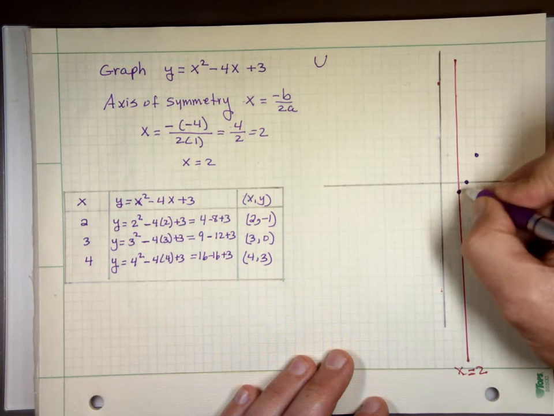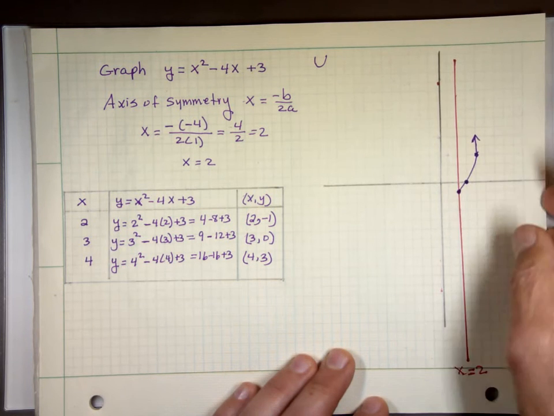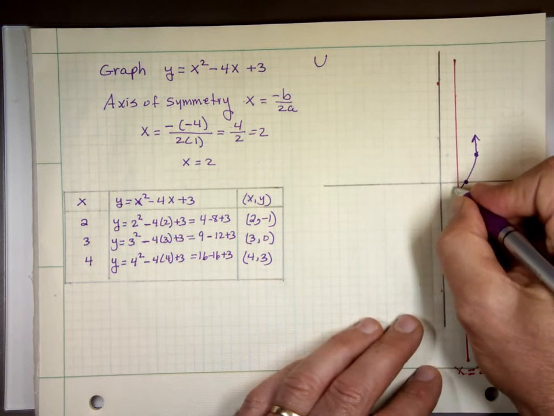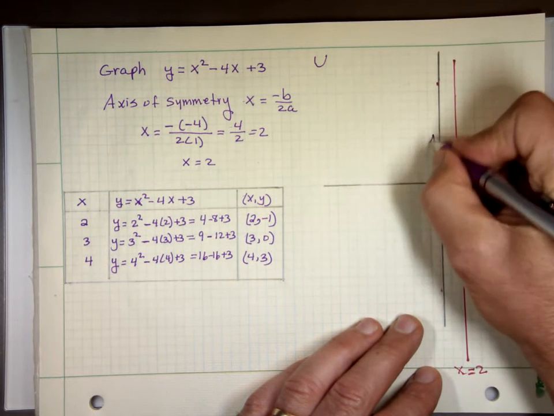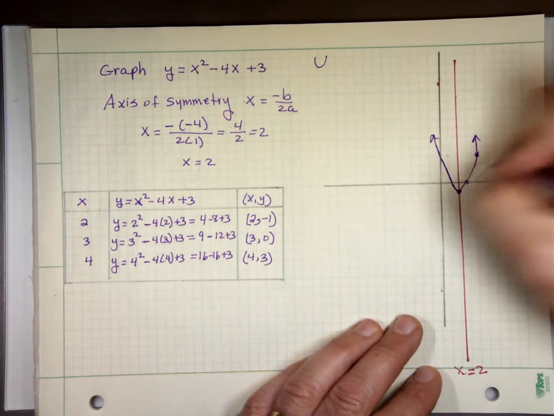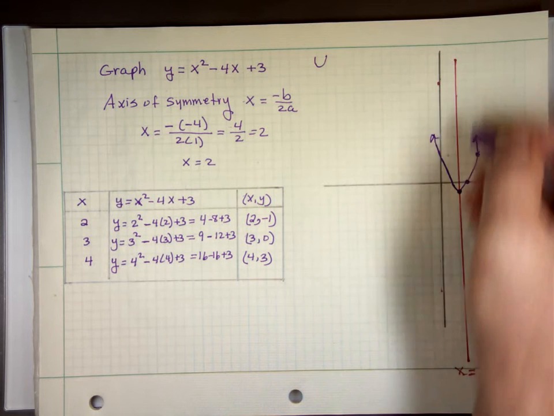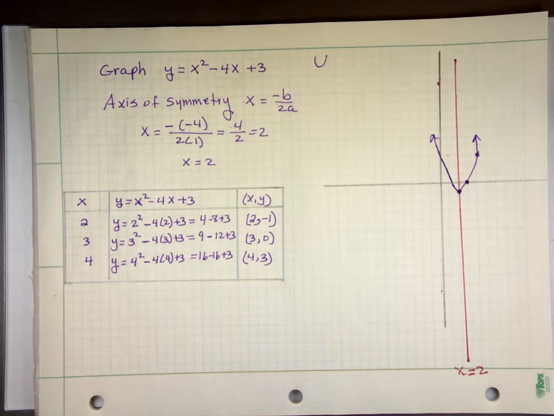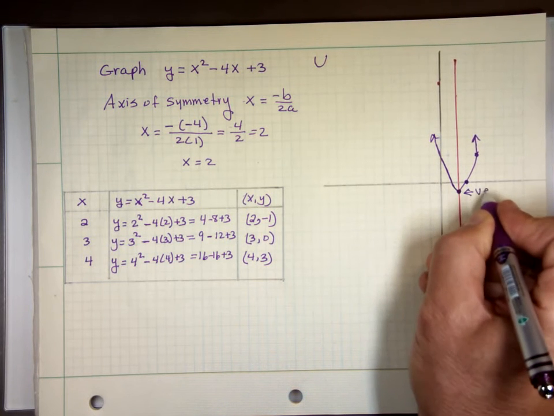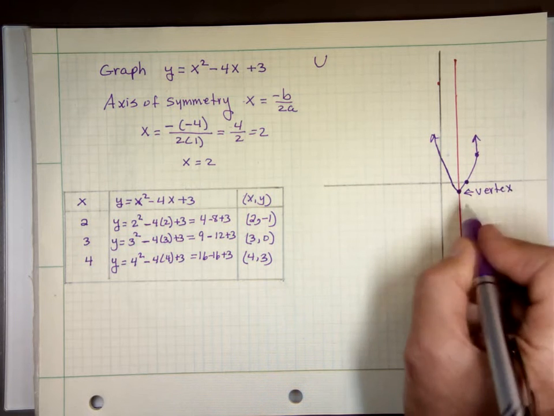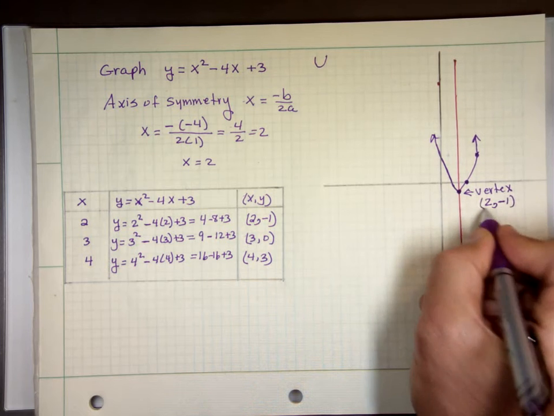So notice the graph looks like this. We know it's symmetric, so flip it over. And that's what the graph will look like if you flip it over. It's symmetric along this red line. The vertex, that's this point. If you want the coordinates, x is 2, y is negative 1. That's the first point, 2 and minus 1. That's your vertex.